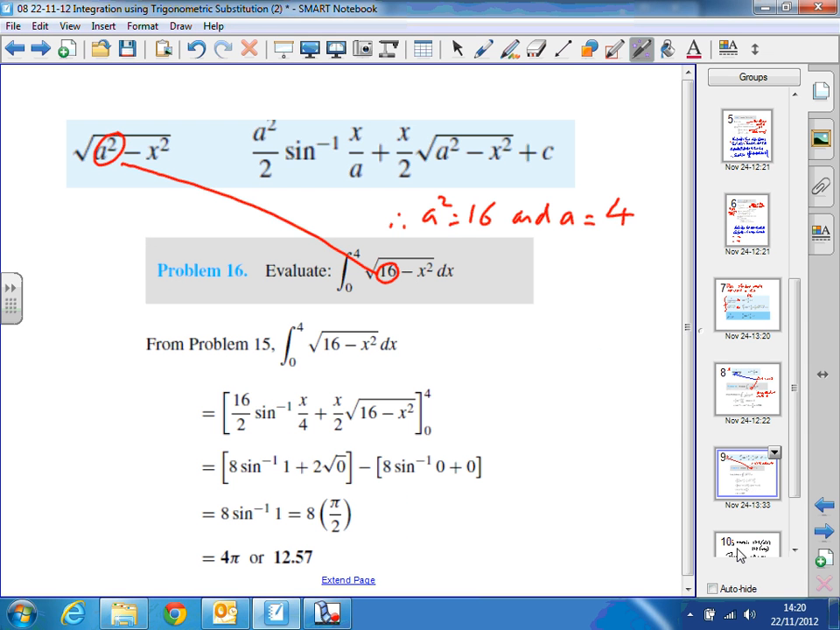One more example. Similar, look. We can recognize it. So this type, this one, evaluates the integral between 0 and 4 of this. So again, a squared is 16, so a must be 4, and we can plug a into that standard result and work out the answer.